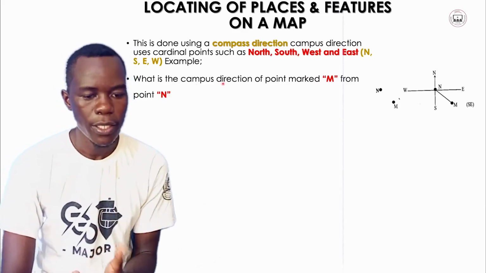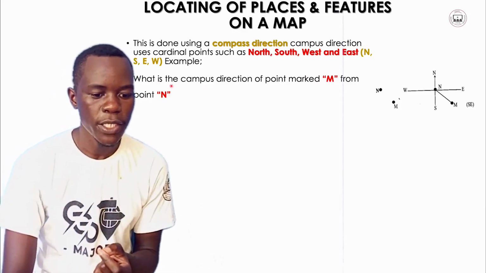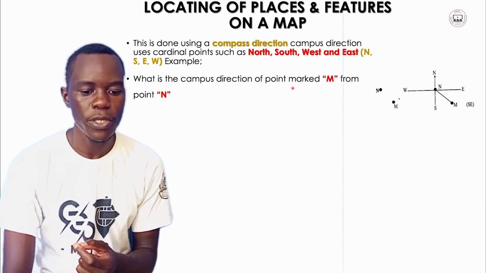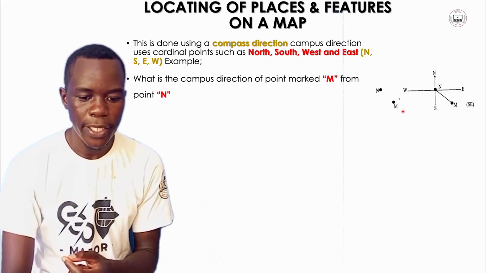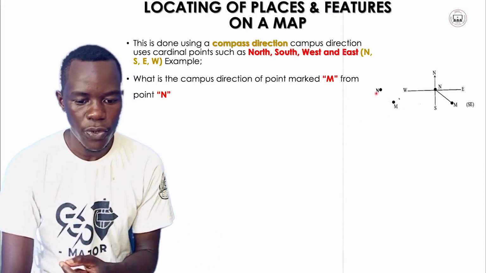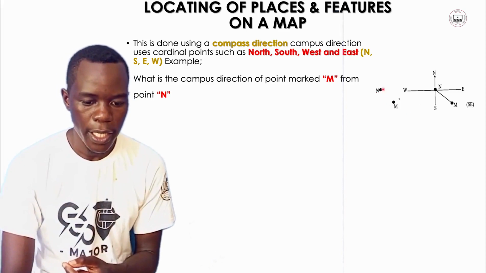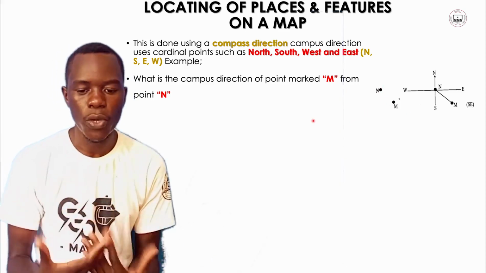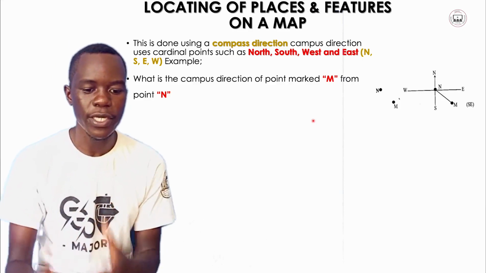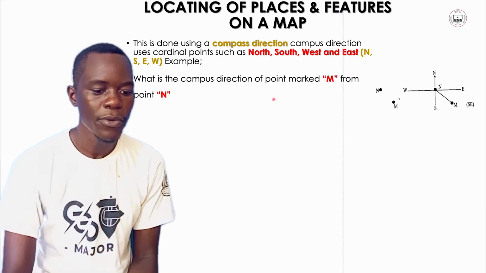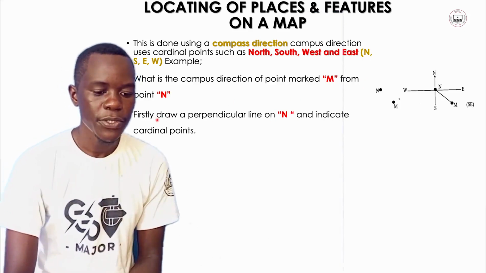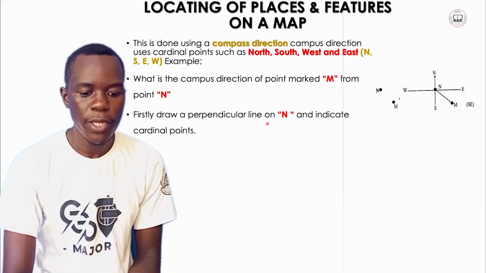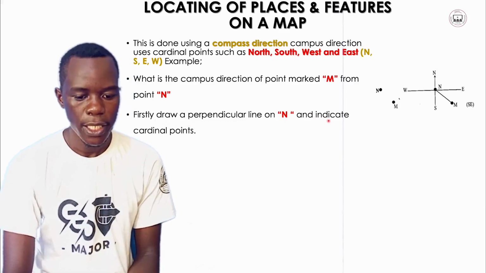So for example here, there was a question: what is the compass direction of a point marked M from point N? So you have N here, and M and N. So how do we locate the place? How can we give the direction of M from N? Now, the first step is that you draw a perpendicular line on N and indicate a cardinal point.